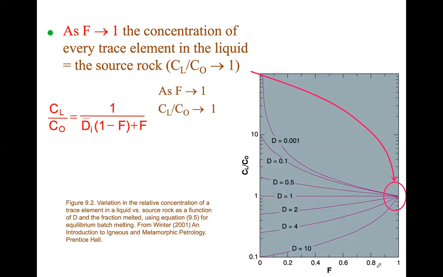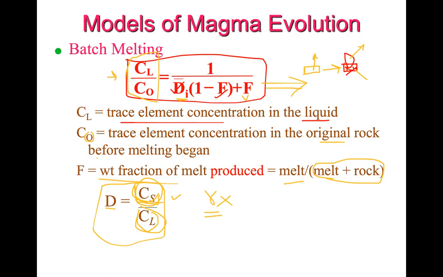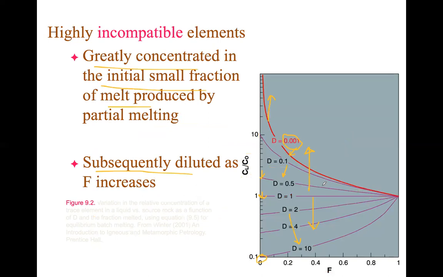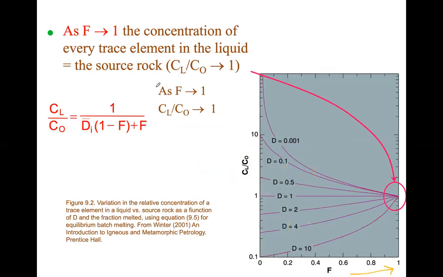If F is reaching 1, F is reaching 1 means what? The amount of melting is almost 1, right? F here, if this ratio is 1, that means melt over melt plus rock, the source ratio, is 1. Then what happens? As F goes to 1, in terms of this equation, you can replace everything with 1 there, right?